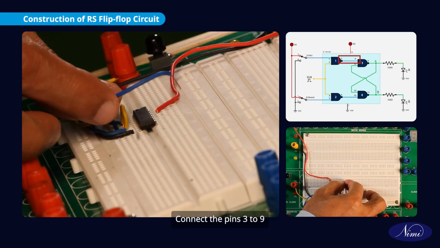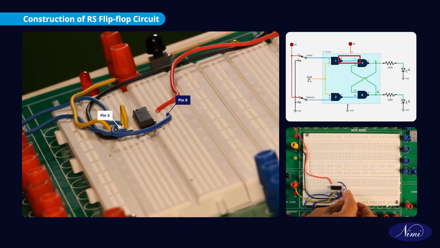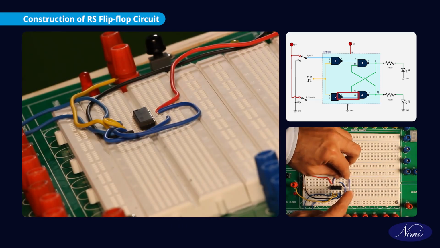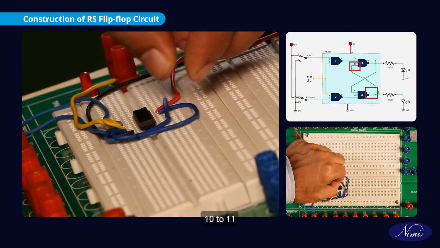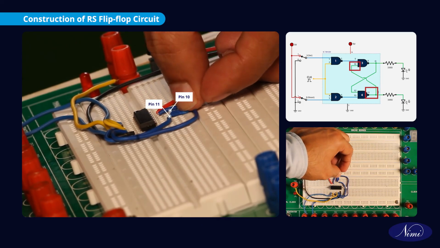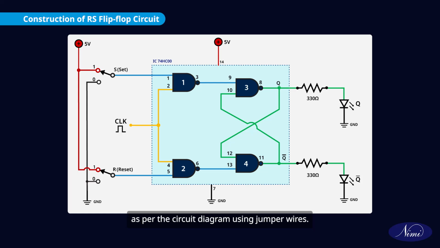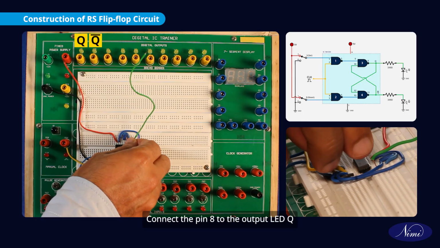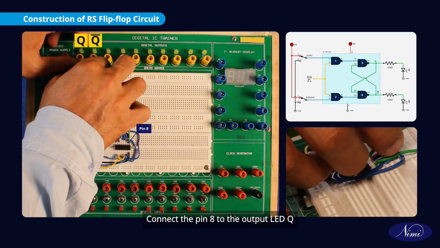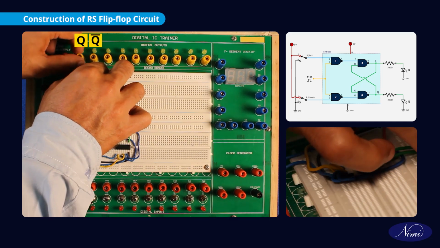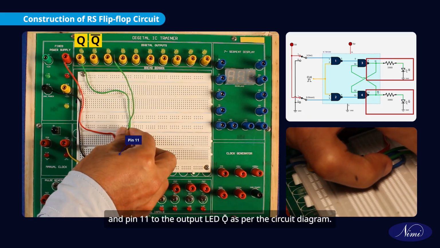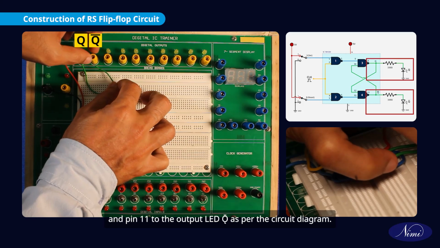Connect the pins 3 to 9, 6 to 13, 10 to 11, 12 to 8 as per the circuit diagram using jumper wires. Connect the pin 8 to the output LED Q and pin 11 to the output LED Q bar as per the circuit diagram.